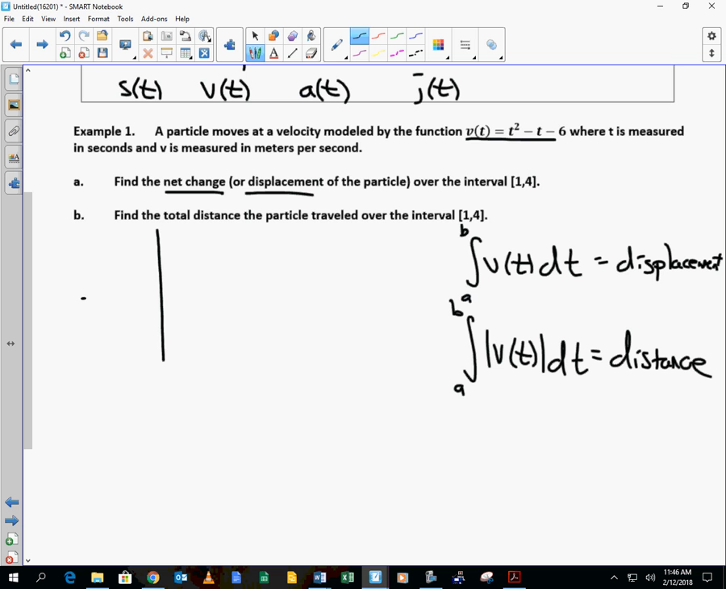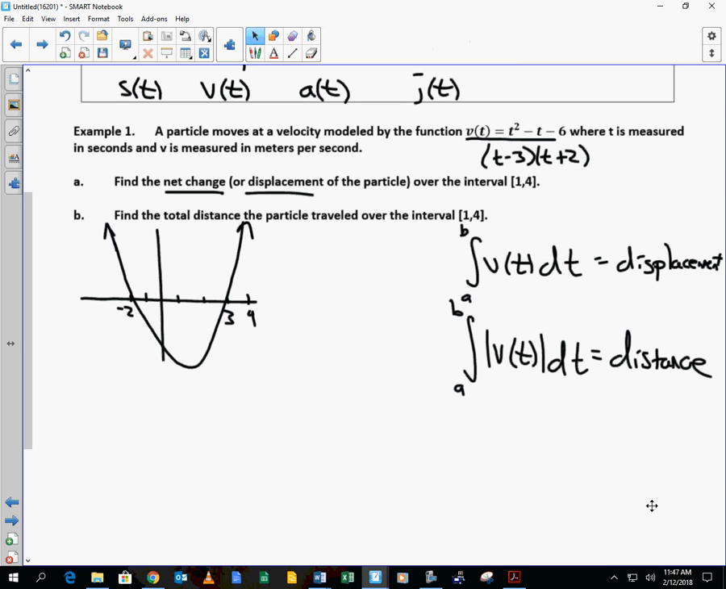First of all, I want to look at the function of velocity. t squared minus t minus 6. What shape does that make? I've got t minus 3 and I've got t plus 2. So that means it crosses the x-axis at negative 2 and at positive 3. And so this is what I get.